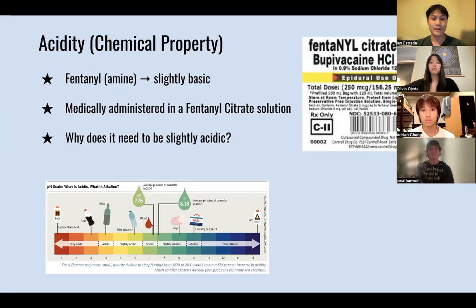Fentanyl's imine group makes it a weak base, and when paired with a weak acid like citric acid, this forms a salt. The forming of a salt makes fentanyl more soluble in water, and then it is easier to inject the solution into the bloodstream. If the fentanyl solution is too basic, so anywhere above a pH of 7, it will irritate human slightly acidic tissue and blood.